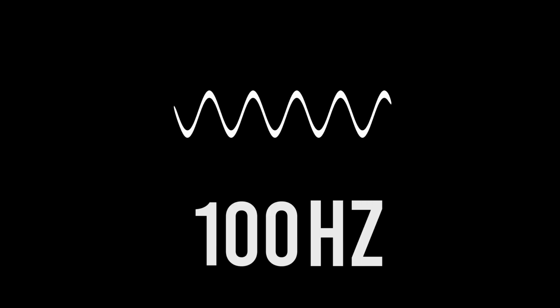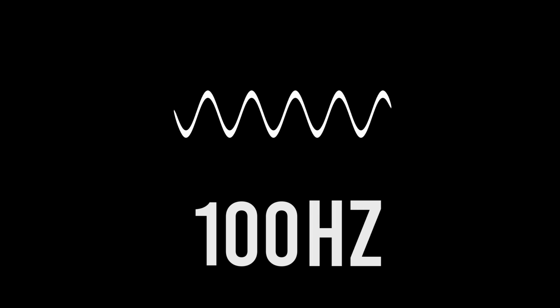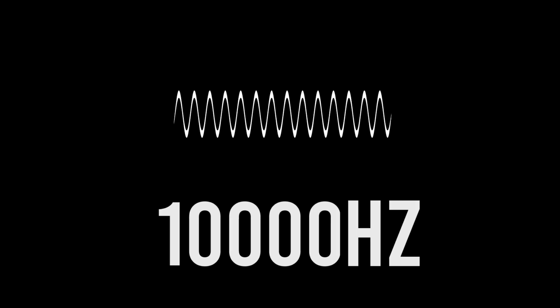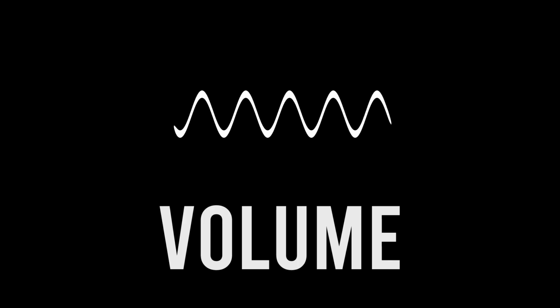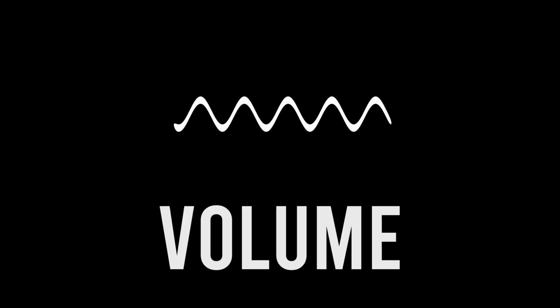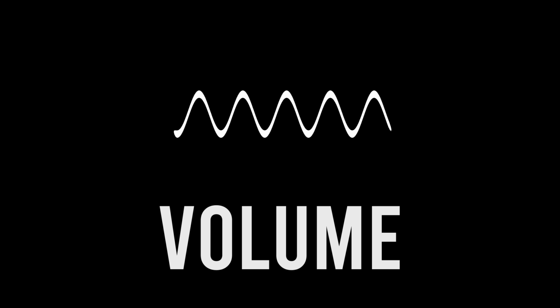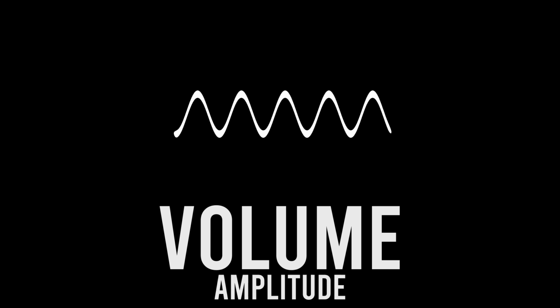For example, if we say the tone is 100 Hz, then that means that the wave alternates 100 times in a second, and for 10,000 Hz, the wave alternates 10,000 times in a second. Then a volume is given to that tone, that is regulated by the intensity of the wave. In music terms, we describe volume, or sometimes called amplitude, in decibels, or dB for short.